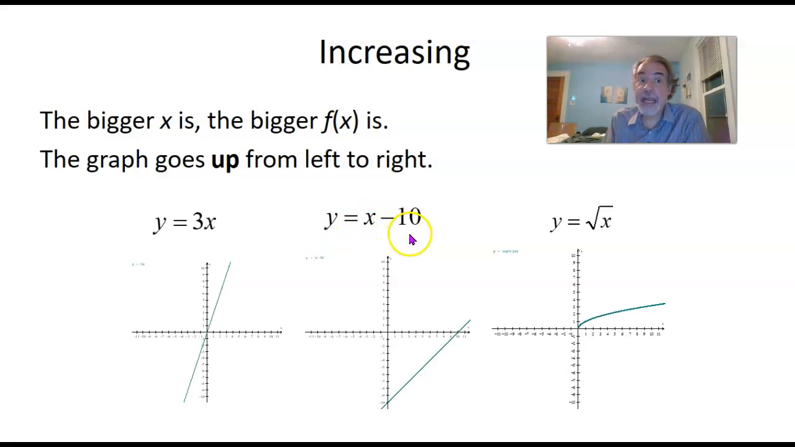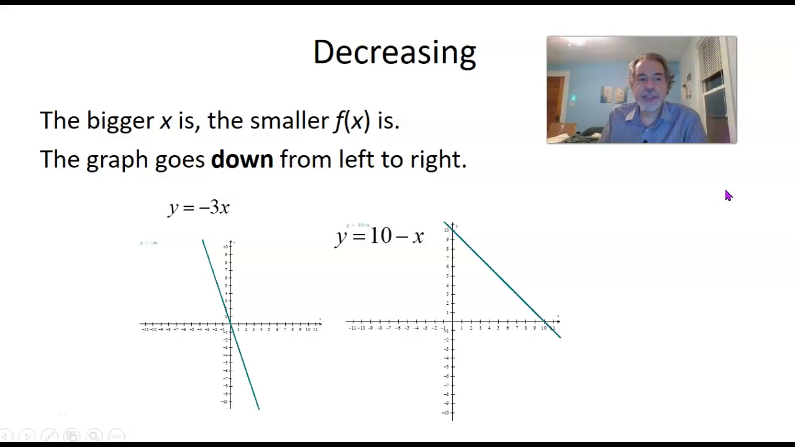And x minus 10 is an increasing function. The bigger x gets, the bigger x minus 10 is going to be. If x goes from 1 to 2 to 3, x minus 10 is going to go from negative 9 up to negative 8 up to negative 7. And the square root function. The bigger x is, the bigger the square root of x is. In each case, the graph is headed upward as you go along from left to right.